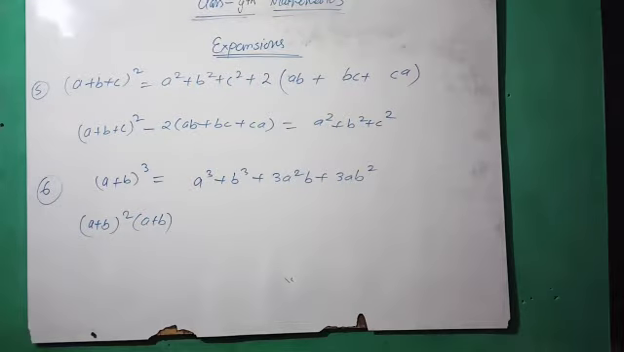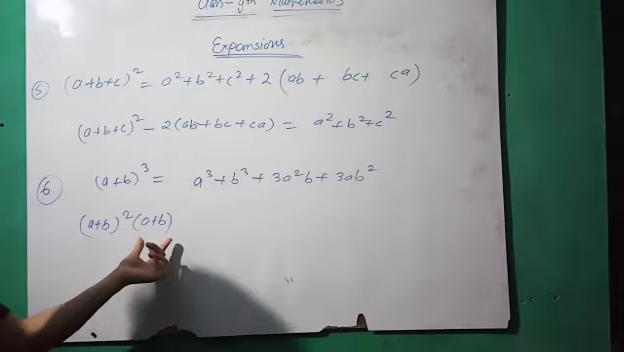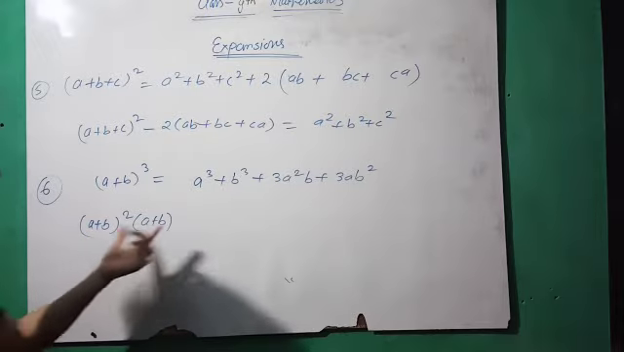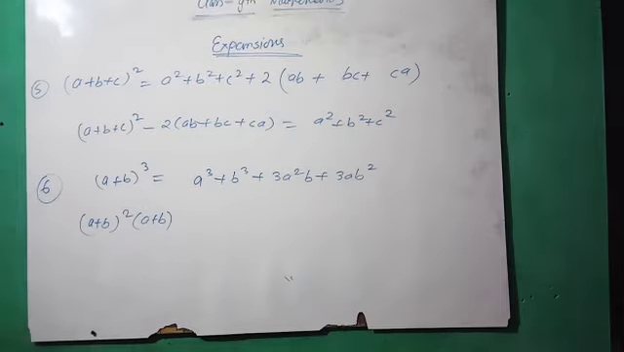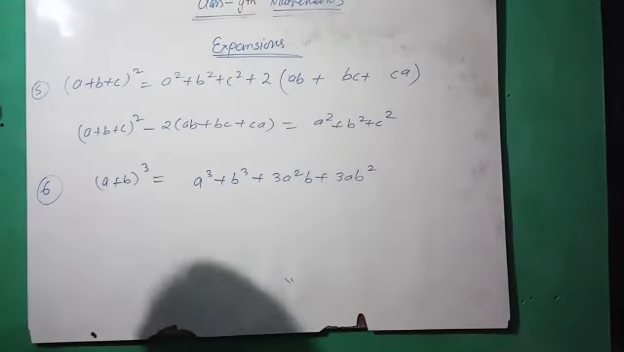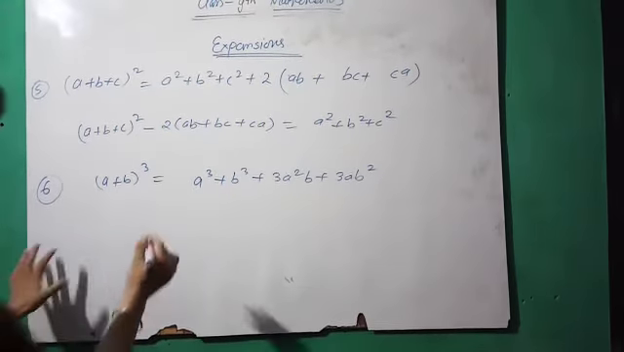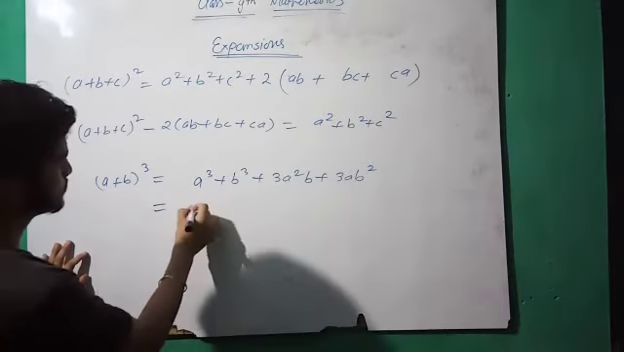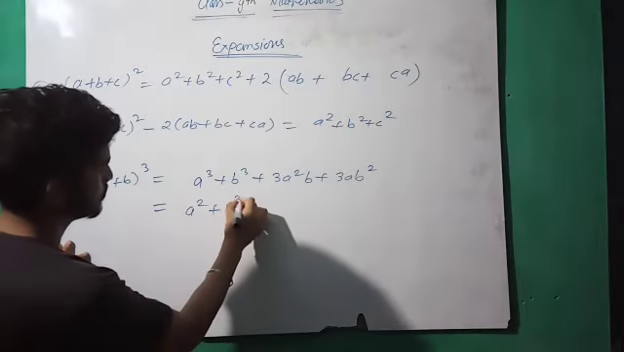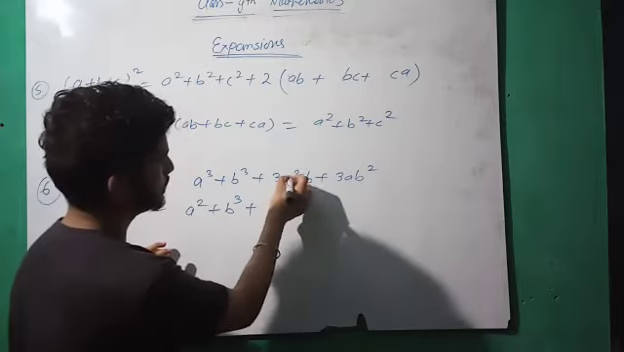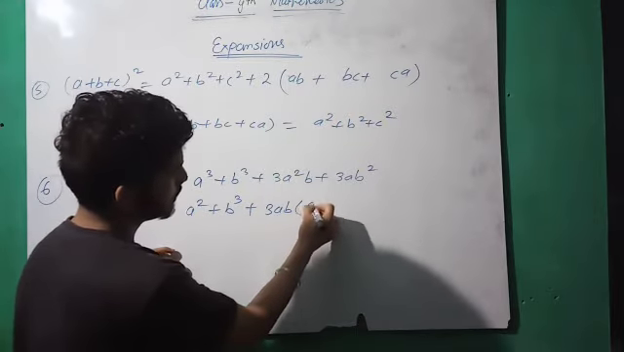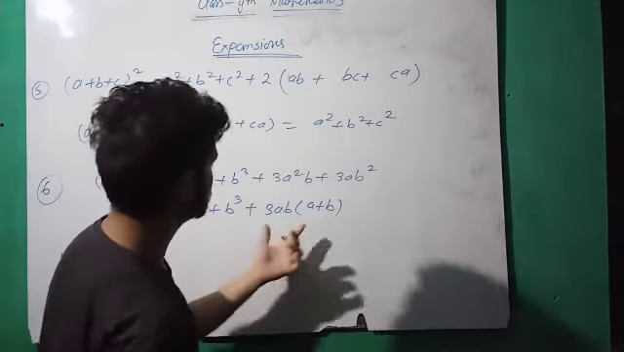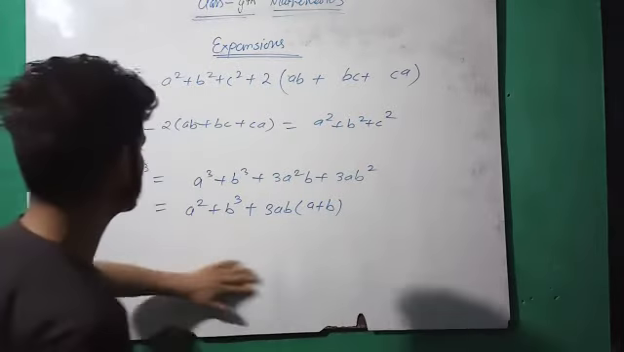This formula comes from a plus b whole square multiplied with a plus b. Then you have the same result as you multiply both of the unknown variables. A cube plus b cube plus, you can take 3ab as common, so we have (a plus b). This is also written in this form.